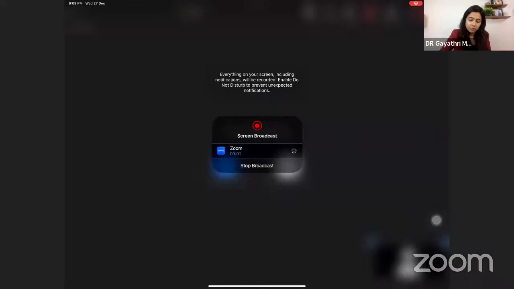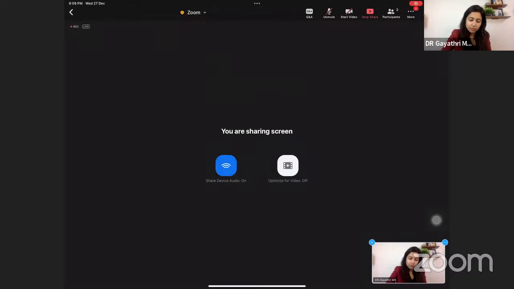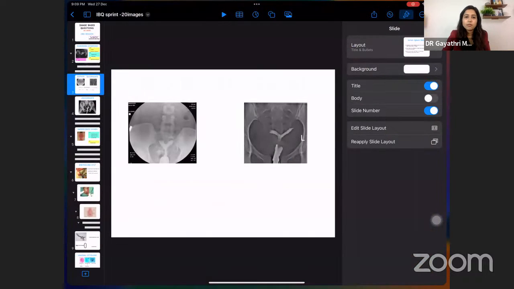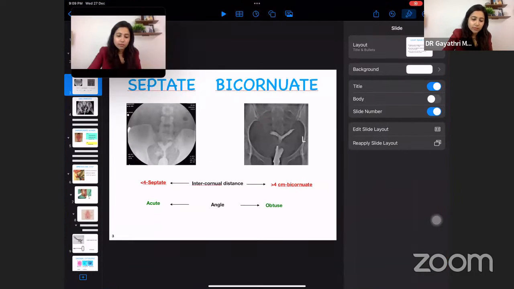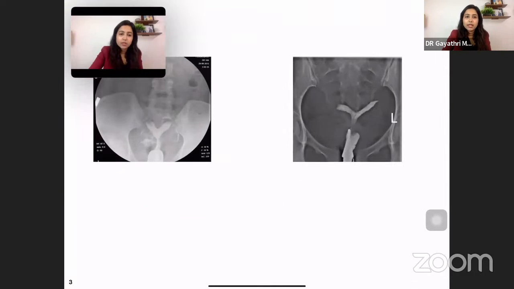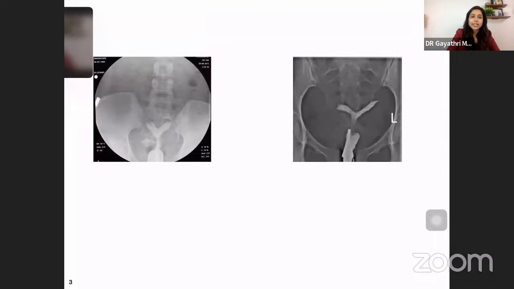There is some problem with the screen. Can you please let me know if it is good? Can you see the screen?